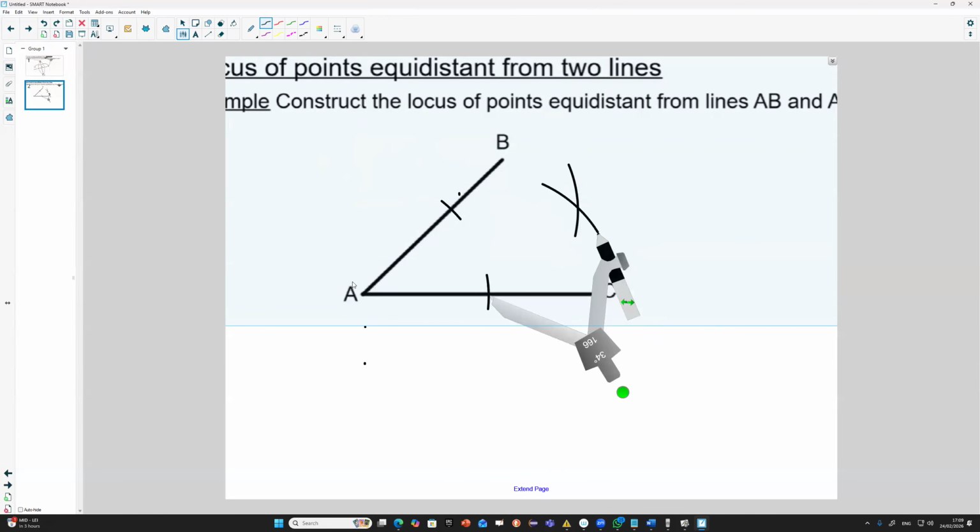And then you just join A to where those arcs intersect. And then you've got your angle bisector.